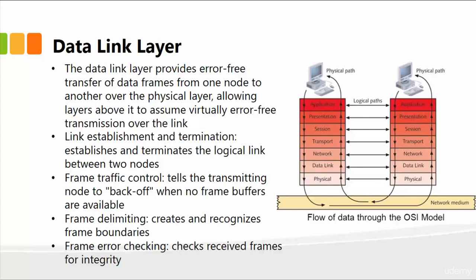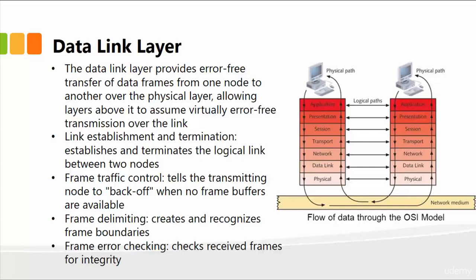So this particular layer checks for any errors within the data or the bits being received from the physical layer, allowing layers above it to assume a virtually error-free transmission over the link. Think of this as your guard at your office, right? It's just checking to see who goes in, whether you're authorized to enter or not.